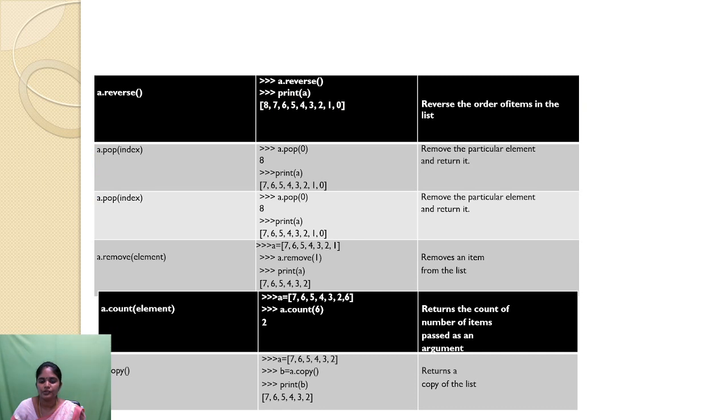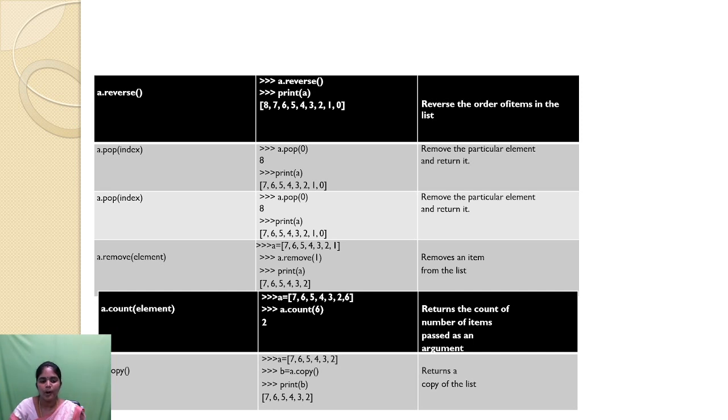Next, reverse operation. Reverse operation means from the back to the first. You have to print the list of items in reversed order. For that we use the reverse operation. So a.reverse, then print a, and the answer will produce 8, 7, 6, 5, 4, 3, 2, 1, 0. Likewise, it produces the output.